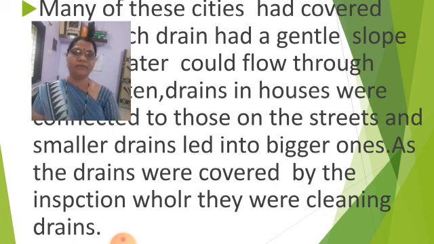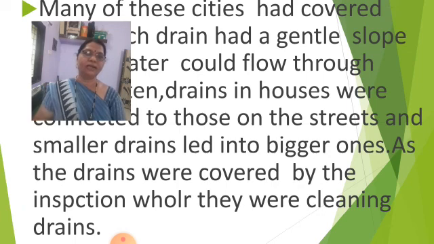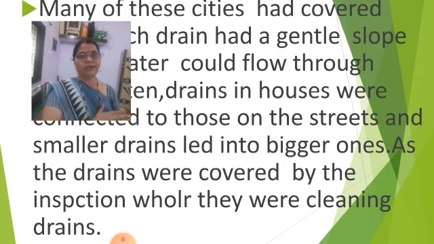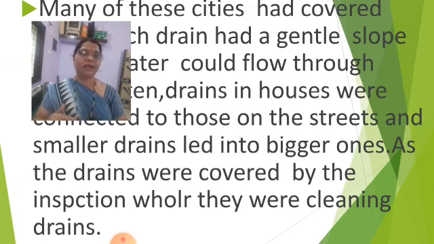The drains were covered, with inspection holes used for cleaning. The whole drainage was covered, but they kept some temporary holes there. The inspection hole was for cleaning. After cleaning, after 15 days or a month, whenever the cleaning was over, they covered it again. The whole drain was covered, but only small holes were kept, and they cleaned through them.